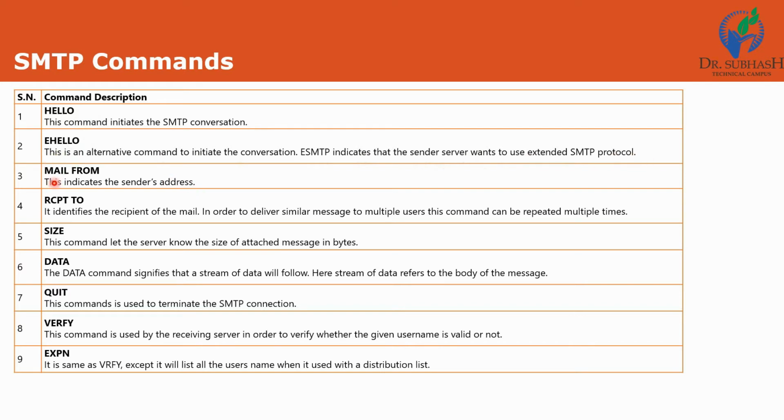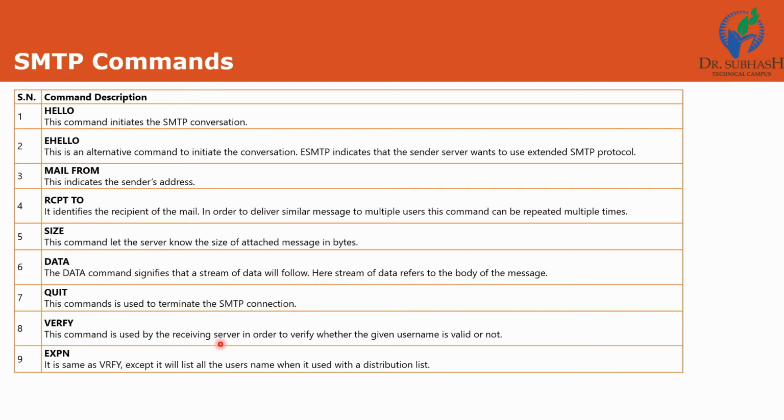MAIL FROM indicates the sender address. If you want to retrieve where the mail is coming from, we can use MAIL FROM. RCPT TO identifies the recipient of the mail, to whom we are passing this message. SIZE is the data size, the content size. DATA signifies that the stream of data that follows is the body of the message. QUIT is used to terminate the SMTP connection.